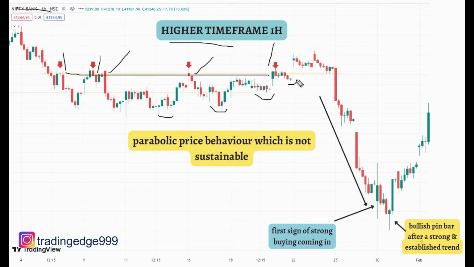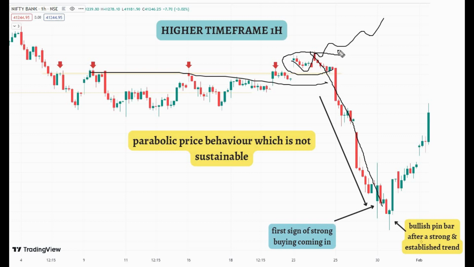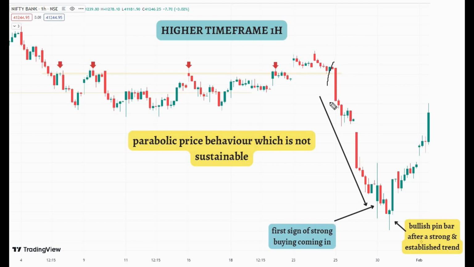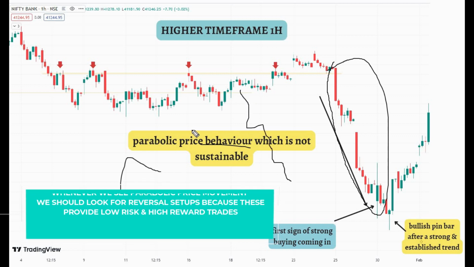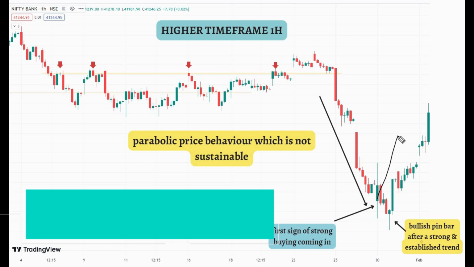What does it indicate? That bulls are very much in control, and eventually they will break this resistance and continue the upward momentum. But what happened? After the resistance breakout, there is no bullish pressure, and prices eventually move towards the downside, creating a bull trap setup again. Now see, after the strong downward momentum, which is parabolic in nature, we always know that prices move in the nature of waves. Whenever we see this kind of parabolic move, there is a higher probability that we could now see a retracement or trend reversal.